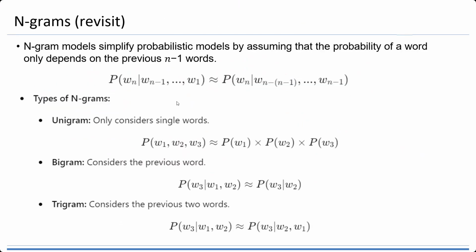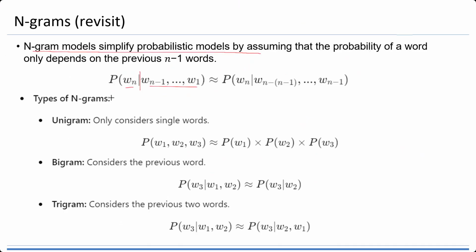I would like to revisit the n-grams. I guess you already know the n-grams. It is based on the bag of words. If we know about the bag of words, we can calculate the frequency for every word. But in the n-grams, we want to check the frequency of how many times a word appears after another word. So n-gram models simplify the probabilistic model by assuming that the probability of a word only depends on the previous n minus 1 words.